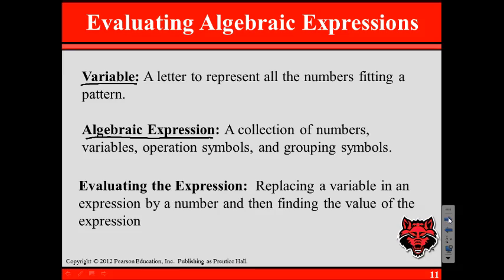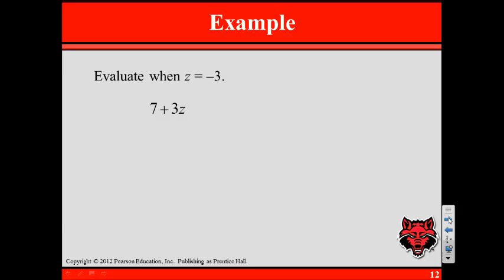And to evaluate an expression, we replace a variable in an expression by a number, and then we find the value of the expression. Let's try that. So let's evaluate 7 plus 3z when z equals -3. So our first step is to replace the variable in the expression with its equivalent value. So let's rewrite 7 plus 3z as 7 plus 3(-3). And every time I replace a variable with a number, I put that number in parentheses.